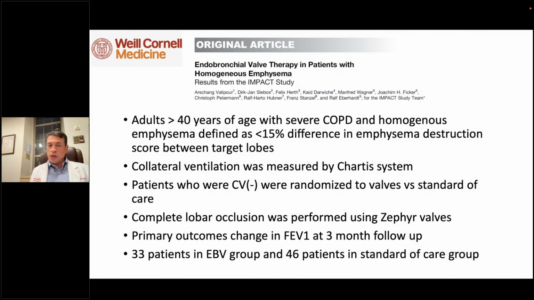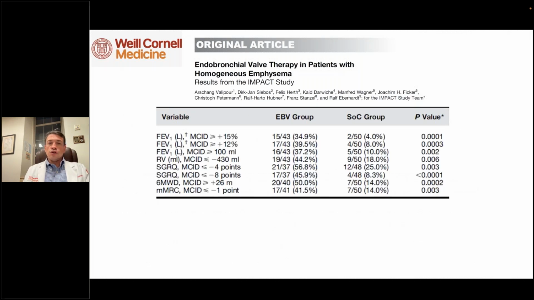So the evidence is much weaker, but sure enough, these patients showed significant improvement. It was a smaller study, only 33 patients in the intervention group and 46 in the control. The primary outcome was change in FEV1 at 3 months, and you can see the p-values are nicely highlighted, both FEV1, residual volume, and then subjective things like St. George, 6-minute walk test, MMRC. All of those showed significant change between the two groups.